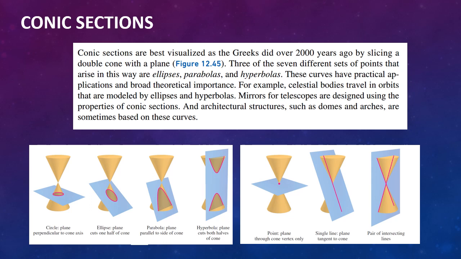For example, celestial bodies like planets travel in orbits that are modeled by ellipses and hyperbolas. Mirrors for telescopes are designed using the properties of conic sections, and architectural structures such as domes and arches are sometimes based on these curves. So you can see how in the diagrams below, depending upon how we slice through these conic sections, we get different shapes and possibly even simply a plane or lines or systems of linear equations.